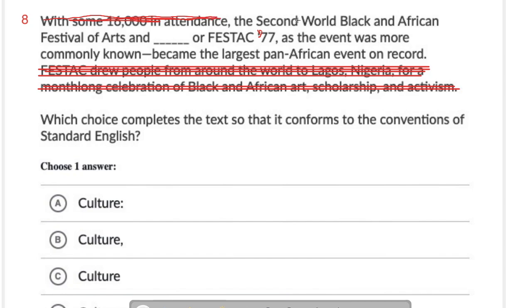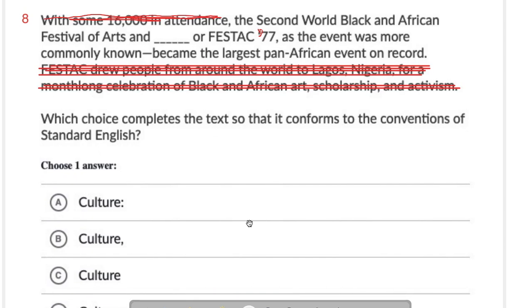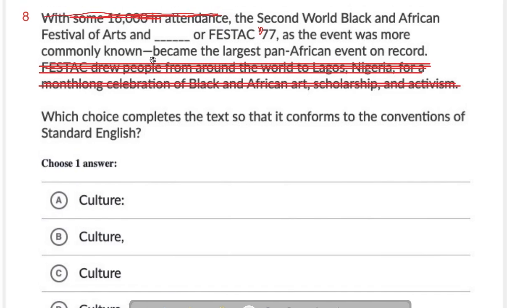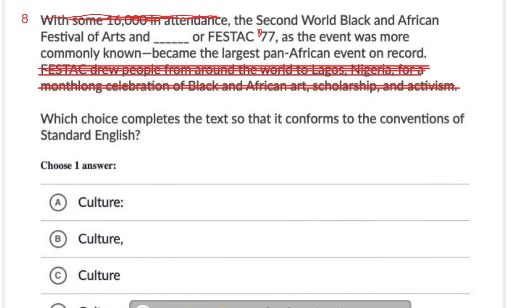Okay. The Second World Black and African Festival of Arts and blank. So what we're trying to do here is figure out the interruption, where to place the interruption, or where the interruption begins and ends. And as we see here, we have a dash there. If we were just going to have a single dash, that would mean that the portion leading up to the dash would need to be able to stand on its own as a complete sentence. And that's not going to work here. The Second World Black and African Festival of Arts and blank, as the event was more commonly known.